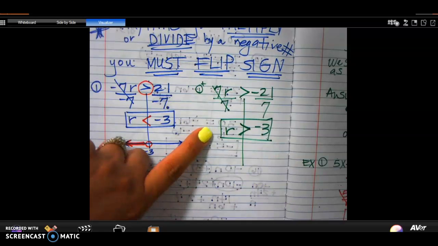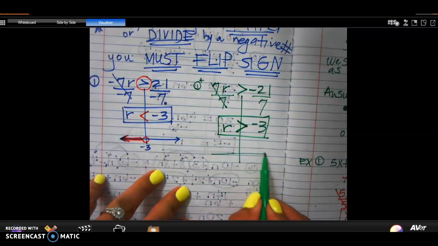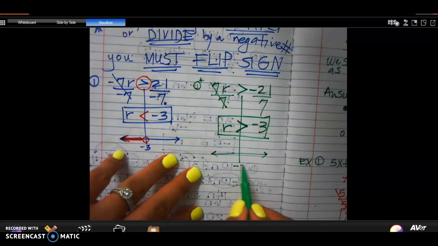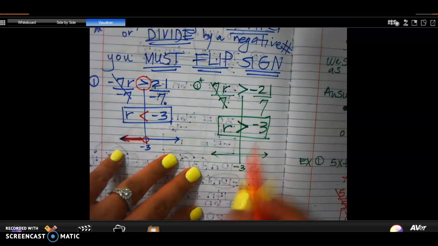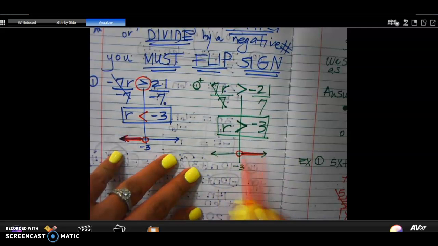Final answer. So let's draw it on our number line. -3. This one is an open circle at that -3, right? And then r has to be greater, so it's facing the right-hand side.